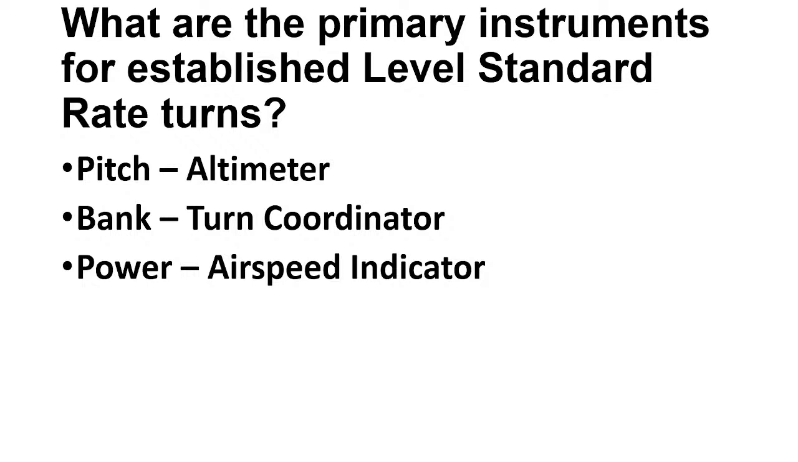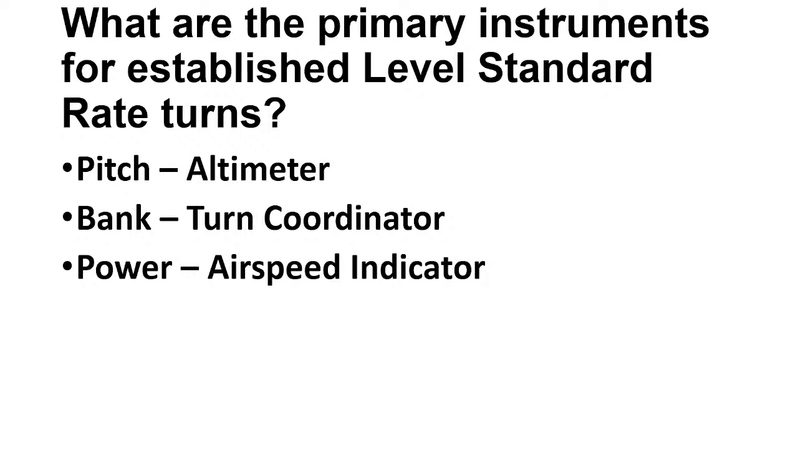Attitude indicator. Okay, and what is the attitude indicator your primary instrument for? For pitch and bank, right? No, because you're already in level flight. Whatever you're changing, you go right to your primary instrument. Alright, attitude indicator. So for establishing a level standard rate turn, your pitch is still your altimeter. You're supposed to stay level.